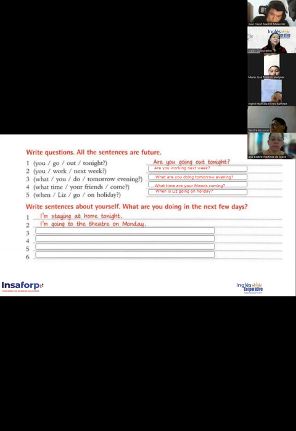Ingrid, tomorrow I'm cooking lunch for my husband. Maria Jose, I'm going to the doctor on Friday at noon. At noon. Okay, while you are typing your examples, I will take the attendance.